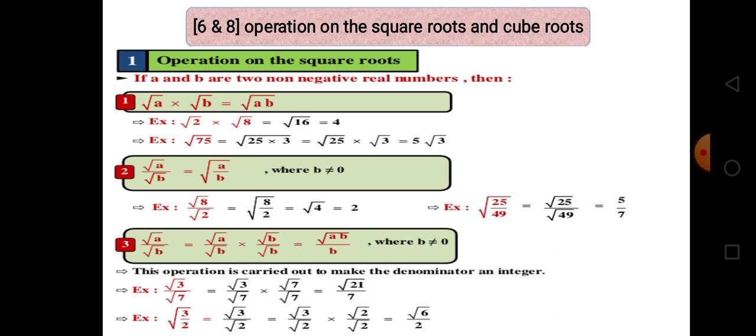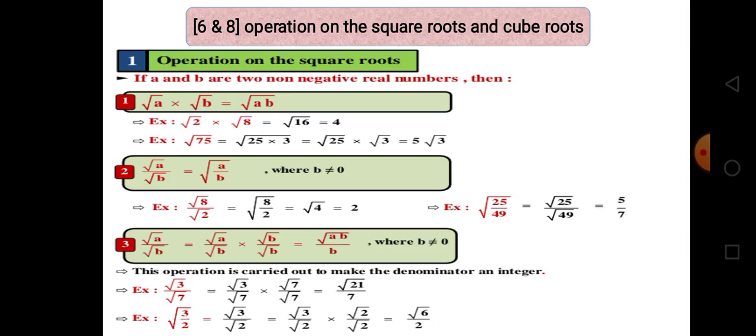Root a over root b, you can write it as root a over b, where b not equal to 0. For example, root 8 over root 2, you can put the symbol of the square root and write under the symbol 8 over 2. 8 over 2 equal 4, so it became root 4 equal what? Equal 2. Another example, root 25 over 49, you can separate it as root 25 over root 49 and solve it. Root 25 equal 5 over root 49 equal 7.